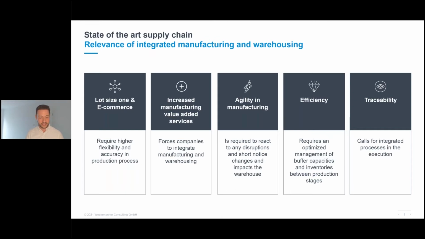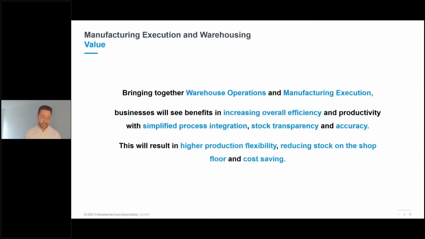So there's a long list of reasons why a modern, state-of-the-art supply chain requires this tight integration of warehousing and manufacturing. To sum it up, it is key to bring together warehousing and manufacturing execution to increase efficiency, flexibility, and overall optimize stock levels on the shop floor.